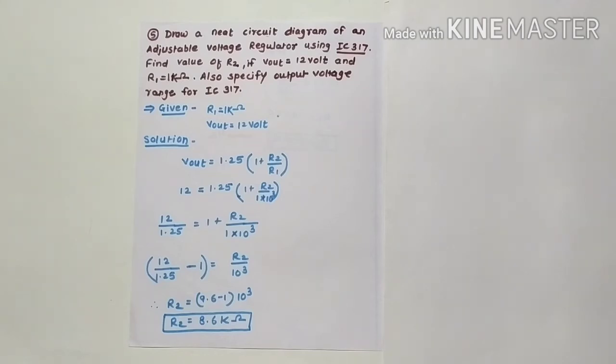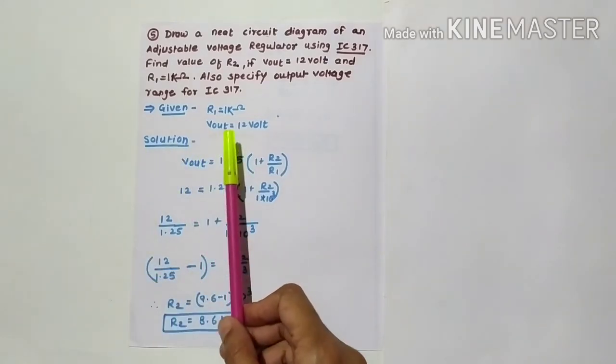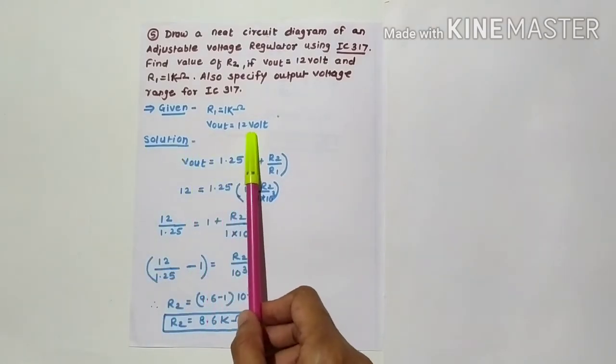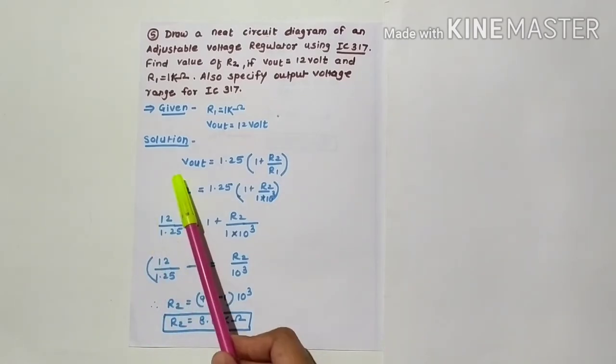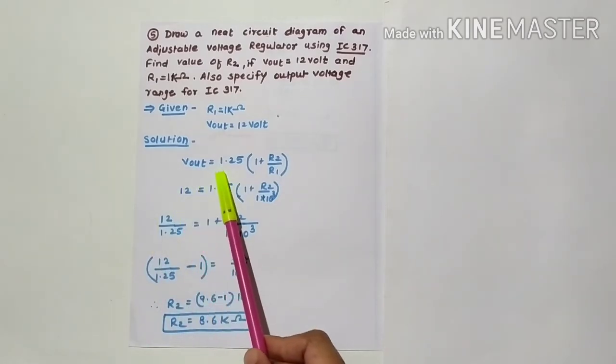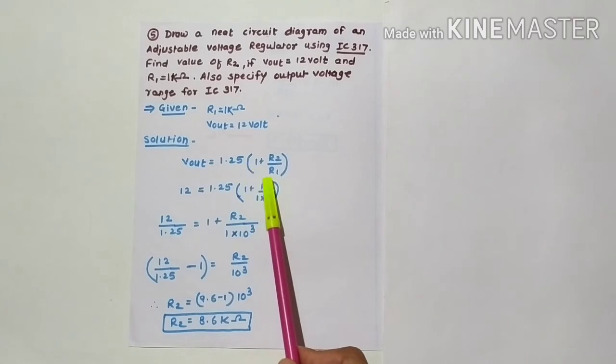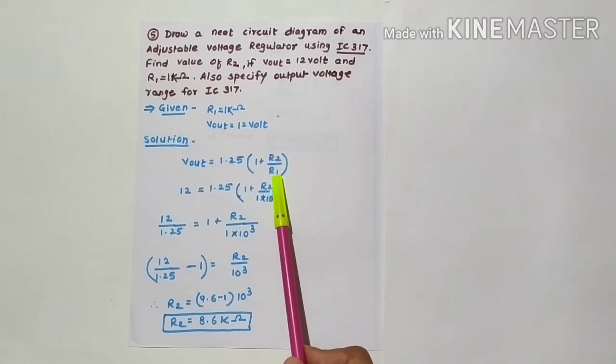Now, before starting the solution of this problem, we have to write the given things. So, given things are R1 is equal to 1 kilo ohm, Vout is equal to 12 volt. And we know the formula Vout is equal to 1.25 into bracket 1 plus R2 upon R1.